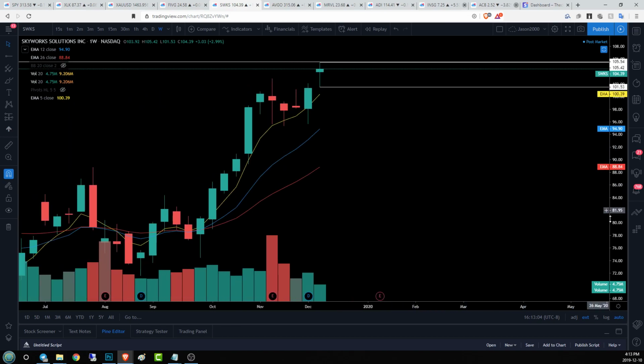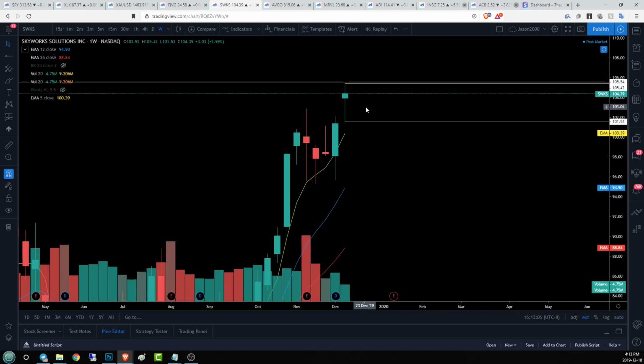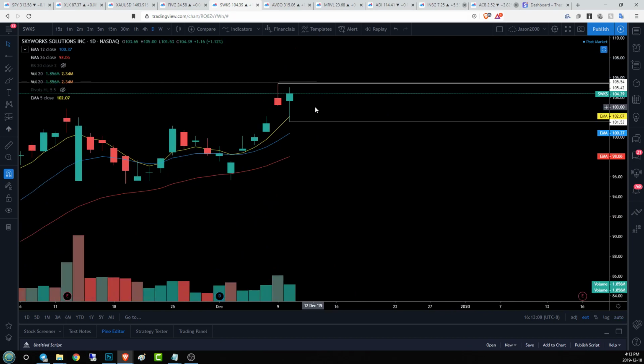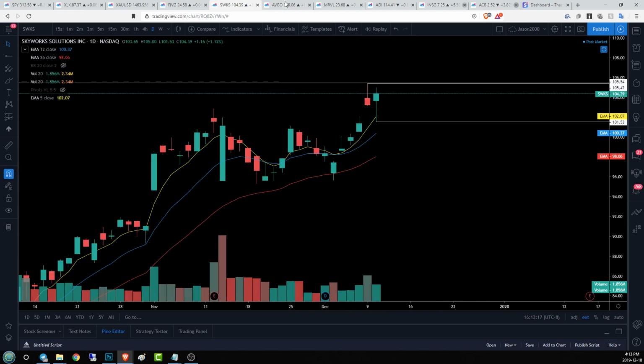So very, very close to where we got to today. Keep an eye on that as we get into tomorrow's trading action, because if we reject from 105.42 tomorrow, that is going to be a daily rejection. It's also going to be a rejection from that weekly resistance. Glad I found that one.